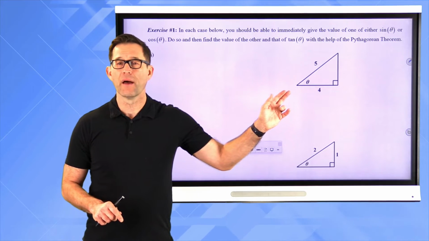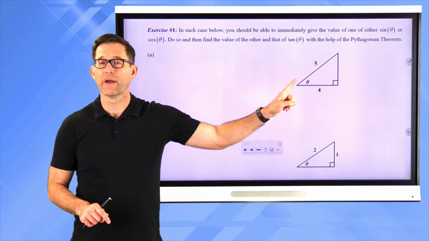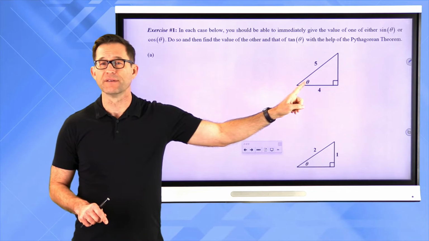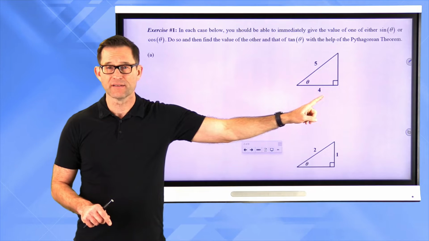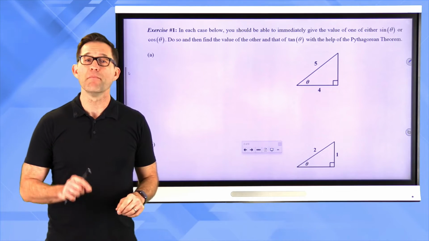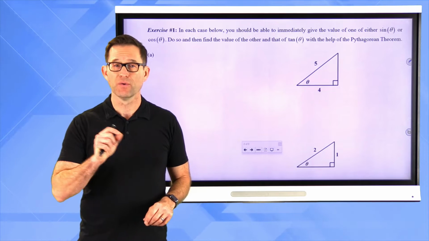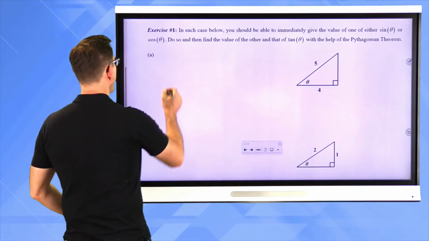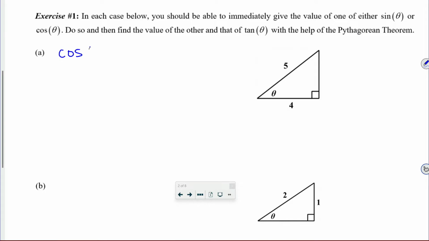When we look at letter A, we've got a right triangle, angle theta is listed, we've got the side adjacent to angle theta, and we've got the hypotenuse. That means that we can immediately say what the value of cosine is. So I can say that cosine theta is equal to the adjacent side divided by the hypotenuse, 4/5.